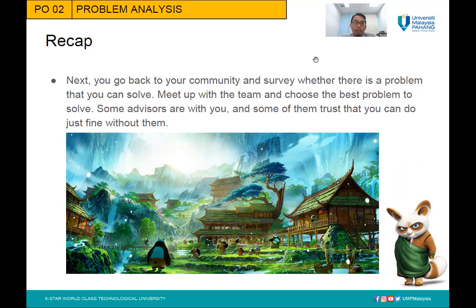Then you go back to your community. As you know, most of you are at home. You look at your community and survey whether there is a problem that you can solve. You meet up with the team and choose the best problem to solve. Every member has their own problem, and after you discuss, you come up with the best problem that you want to solve, a problem that promises a good opportunity, a good business.